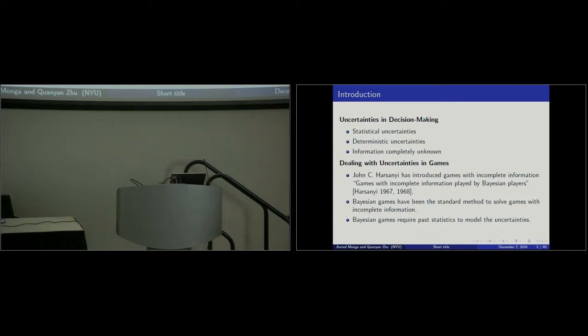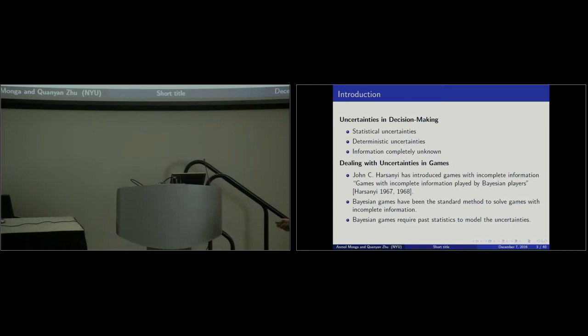Classically speaking, when you try to deal with this in the context of games, it is inspired by political philosophers like John Rawls, and then John Harsanyi in 1967 introduced games with incomplete information played by Bayesian players. He tried to model players as Bayesian persons. This is inspired by Rawls, meaning that you do not know who you are when you're making decisions, you make decisions without knowing what type of person you are, black or white, and then hopefully the decision that you make is going to be just and fair.